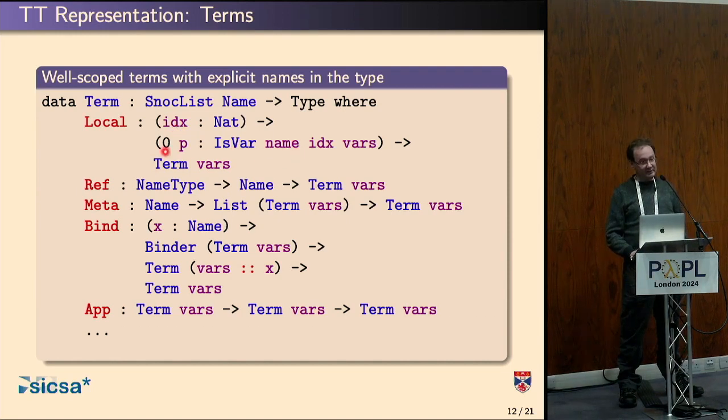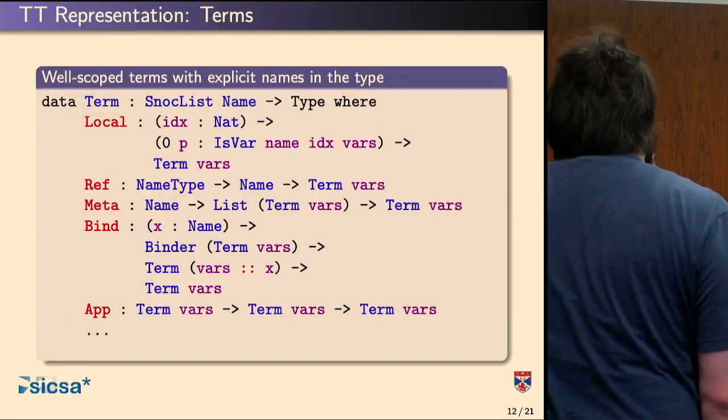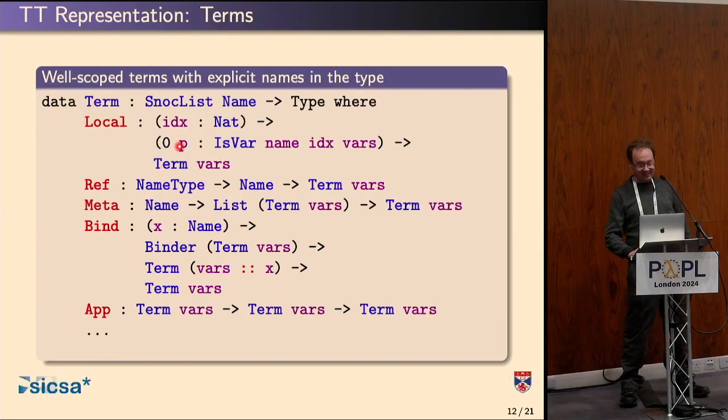Okay. Well, that was a good moment for it to vanish, because this 0. This is a bit of quantitative type theory magic. That 0 means that if I accidentally have to use that proof at runtime, I get a compile time error.